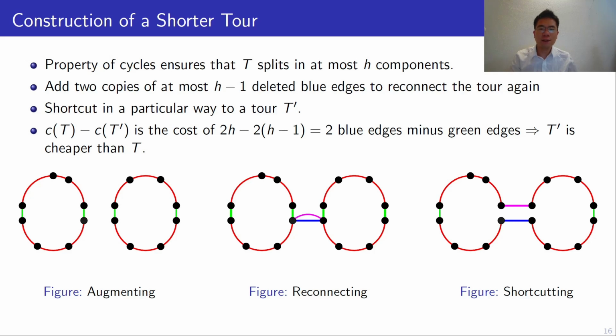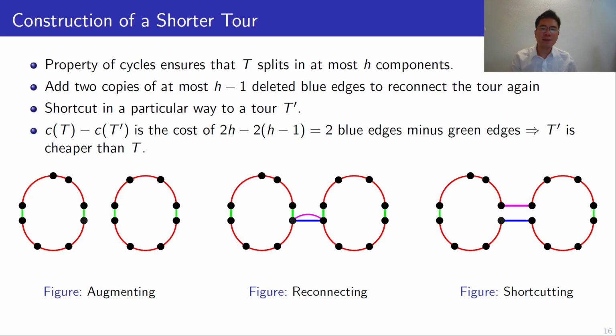Now we can shortcut in a particular way to get a tour T prime. In the Eulerian graph, we have vertices with degree 4, but in the tour we only want vertices with degree 2, so we can shortcut in a particular way to get the tour shown in the right figure. The tour is called T prime, and we want to show two properties of T prime. The first one is T prime is cheaper than T, and the second one is T prime arises from T by replacing not too many edges.